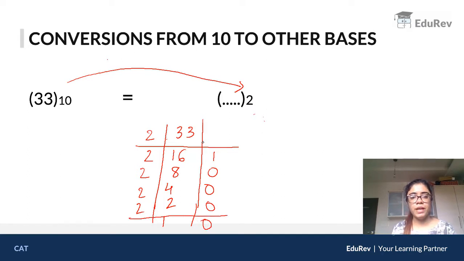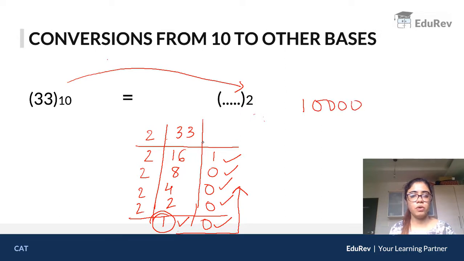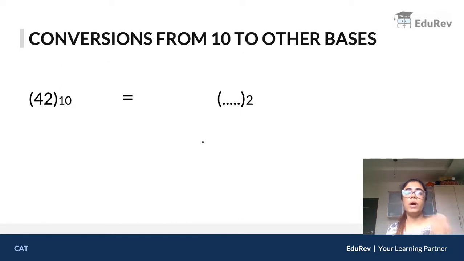So what will I do? I want the binary number. I'll start with this and I will move in this manner. Okay? So 33 to the base 10 is nothing but 1 0 0 0 0 1. Okay? 1, then 4 zeros, and 1, to the base 2. So this is how you define 33 in the binary system. Okay? Let's look at one more example because generally students get confused in the binary.